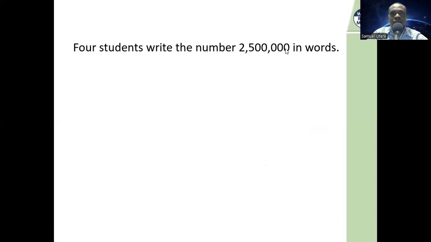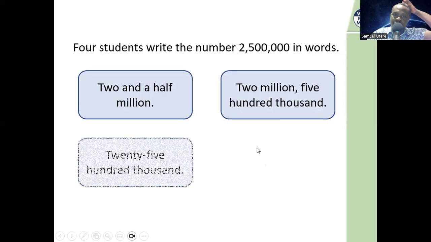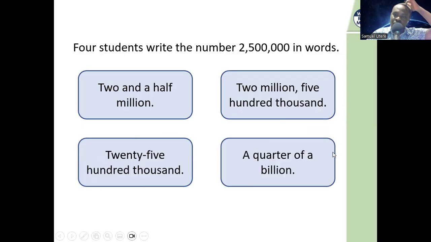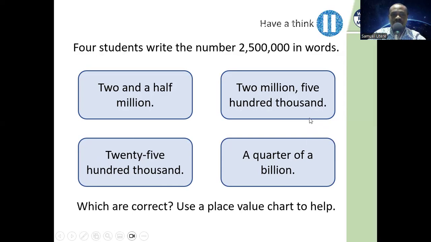Okay. Let's look at another example before you do some more practice. 4 students write the number 2,500,000 in words. And here are the things they wrote. Which one of them do you think is correct? Well, I'm sure you said this one. This is how I called it just now, 2,500,000. But there are other ones that are correct here if you think about it.